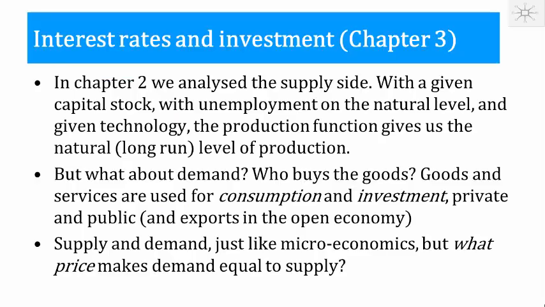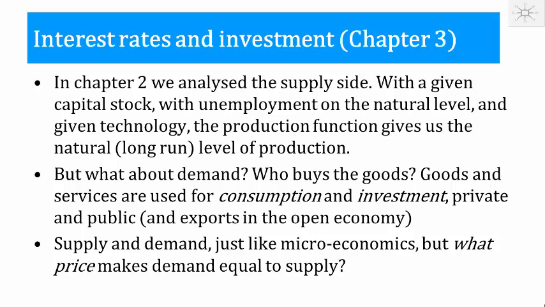So in Chapter 2, we considered the supply side, the production function, and the production factors. And we found that with a given capital stock, and when unemployment is on the natural level, and we have a given technology, then that gives us a long run or natural level of production. So that's the supply side.